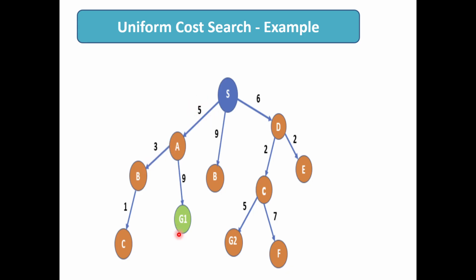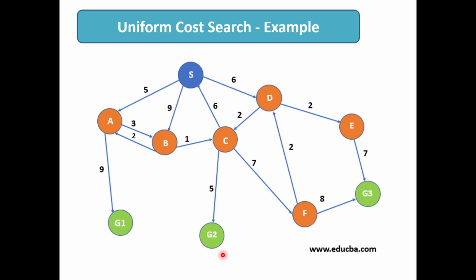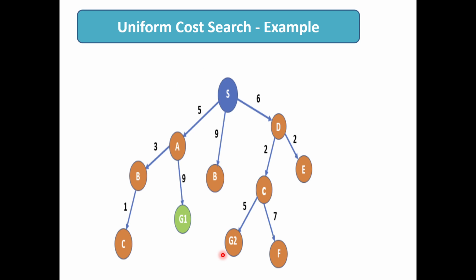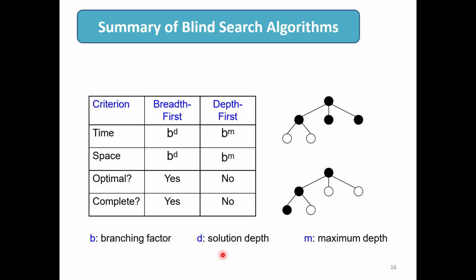Again 3 and 9. Then which is having minimum cost? 1. Then again come back to 9. Now we reach the goal: S, A, G. This is a path for reaching this G1. Again for G2 we can go using this path S, D, C, G2. So from this graph the better solution can be identified by finding which is having the lowest cost. This is about uniform cost search.